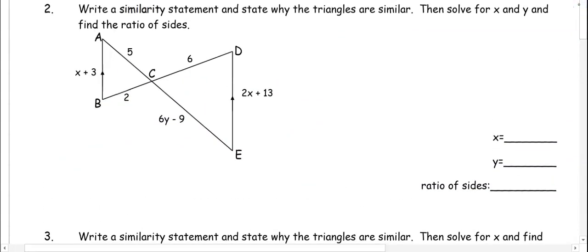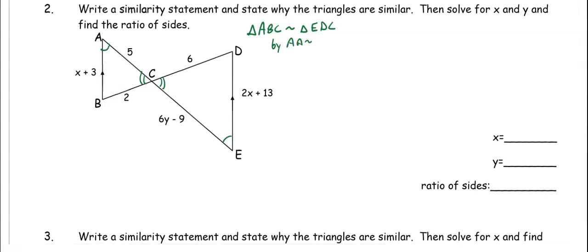In number 2, write a similarity statement and state why the triangles are similar, then solve for x and y and find the ratio of sides. So in this case, we have the two triangles, one on the left and one on the right. Because this is a bow tie problem, we are going to have vertical angles are congruent at the vertex of C. And then using our parallel lines, we can use alternate interior angles so that angle A is congruent to angle E. So we're going to have triangle ABC is similar to triangle EDC by angle similarity again.